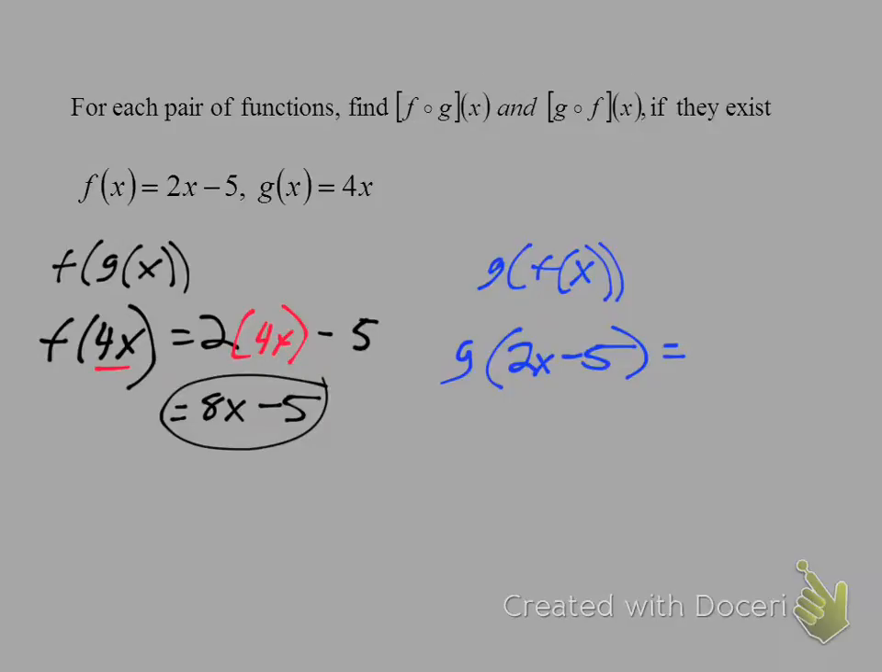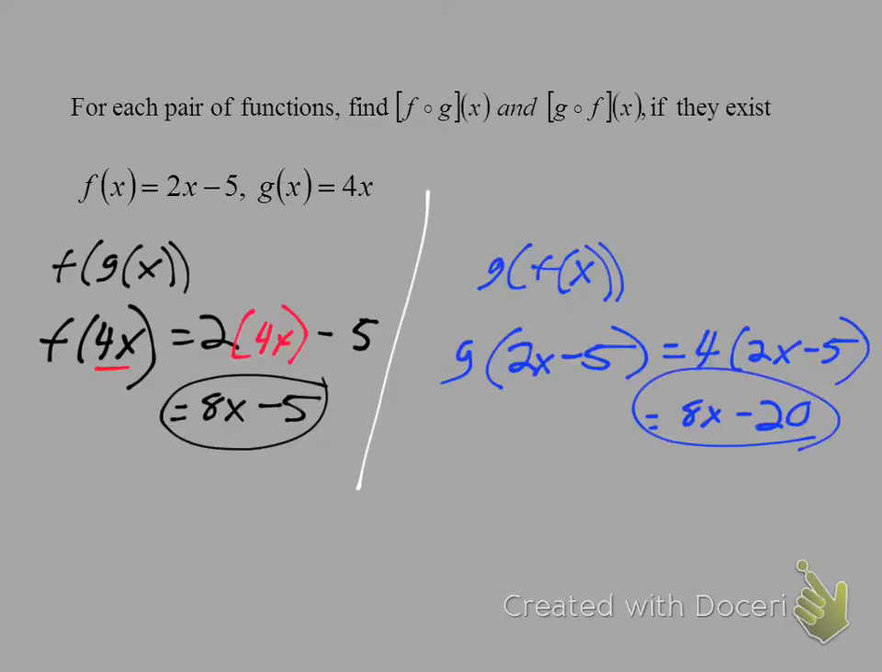Yeah. So equals 4 times what you're plugging in, which is 2x minus 5. Not this one. Separate side. Separate problem. It's two separate problems. Okay. What do you do with this 4? You distribute it. Done.